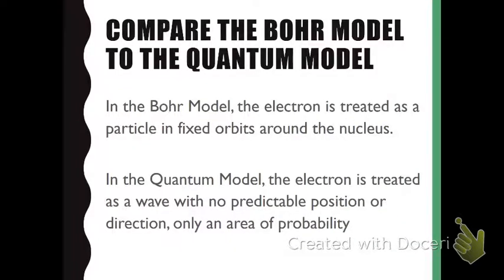This is just a quick recap. It's kind of the same things we set up above, comparing them to each other. Bohr said that there's particles rotating around like planets, but they don't orbit in predictable paths according to the quantum model. They're treated as waves, and they just have these areas of probability. So you don't know exactly where they are and where they're going at any given time.